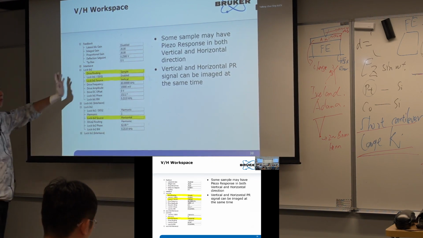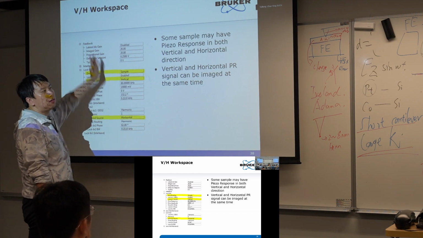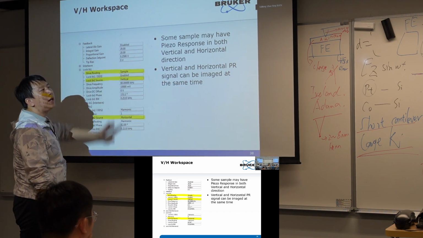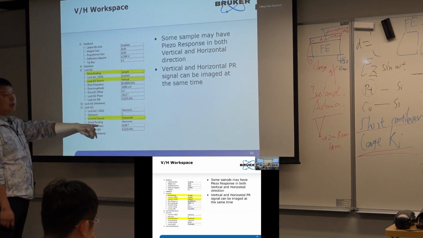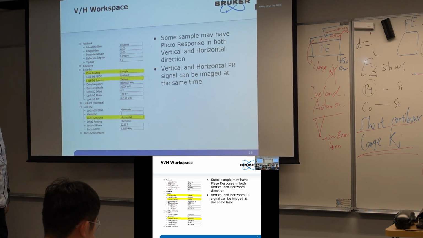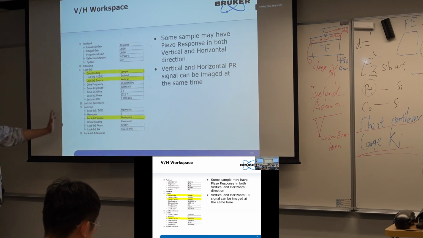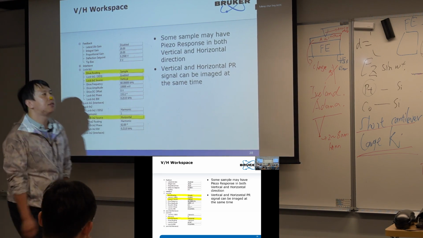And the vertical channels tell us D33, or out of plane. And the amplitude 2 and the phase 2 tell us the horizontal signals, the D34 or D35, which is the in-plane components.